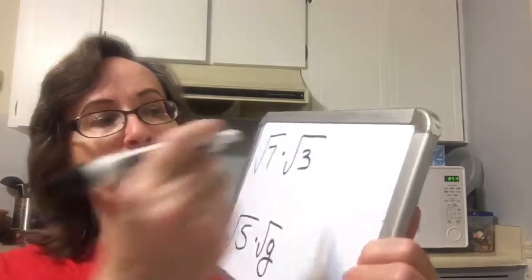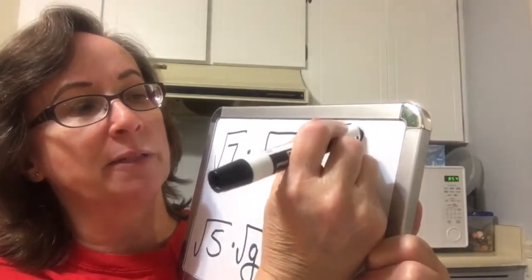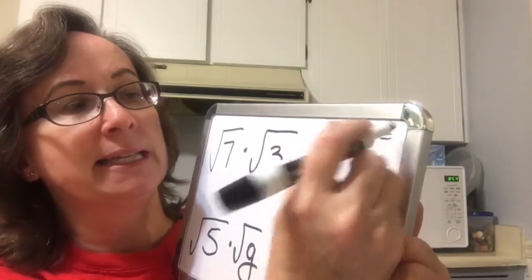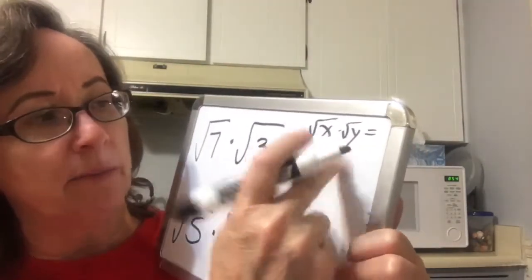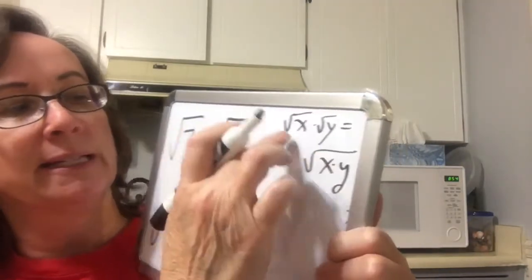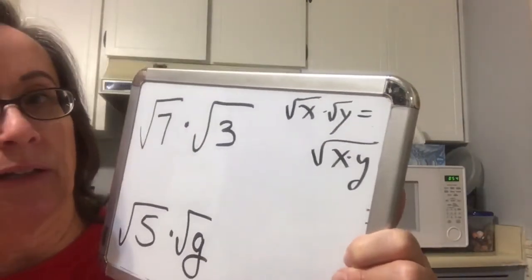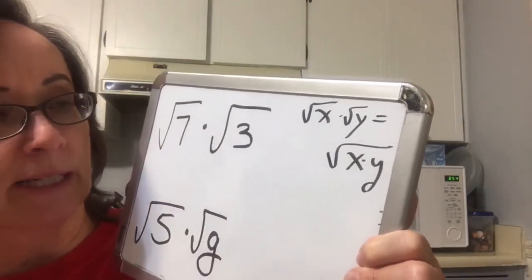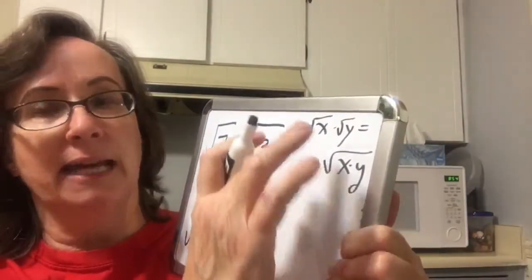So we're going to use our product rule and our quotient rule. And remember that our product rule simply says that if we have the square root of x times the square root of y, since our indices are the same, that becomes the square root of x times y. So we can take two separate radicals and put them together into one radical with the product underneath if they are the same index.